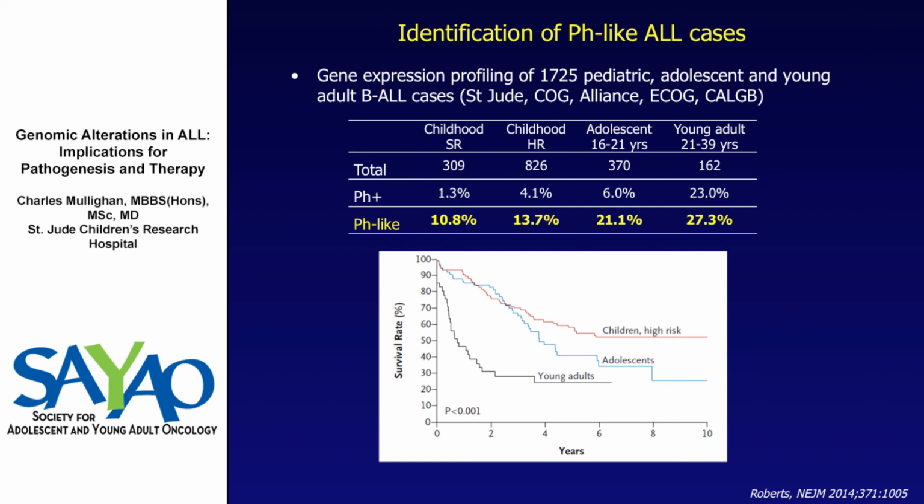Data is starting to emerge about the prevalence of PH-like ALL beyond young adulthood, but those studies at the moment are ongoing. But you'll note that at least half of patients are potentially amenable to intervention with a tyrosine kinase inhibitor, at least in the older age groups.